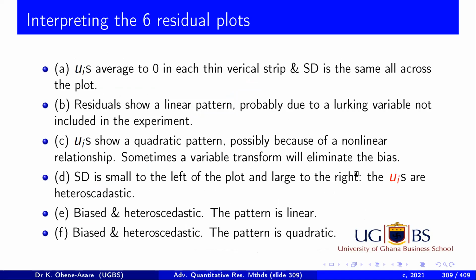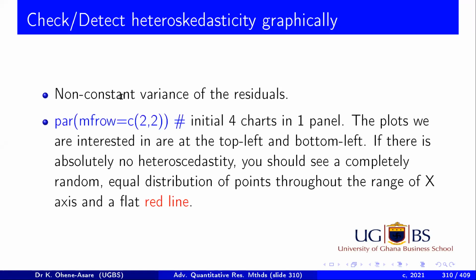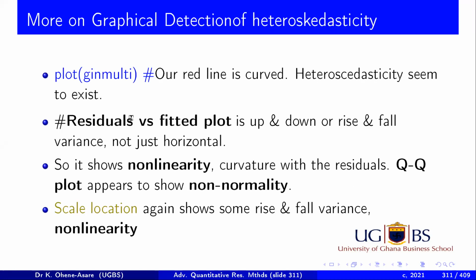Sometimes it's not clear when you use graphicals to show. So we'll get a proper check, and the proper check is by using statistics. And so we're going to use some statistics to check that. And one of them is detecting heteroscedasticity graphically. So we're going to use this graph, the par inflow graph, to show it, and you guys have seen it already. And then we shall use plot gene multigraph to show it.